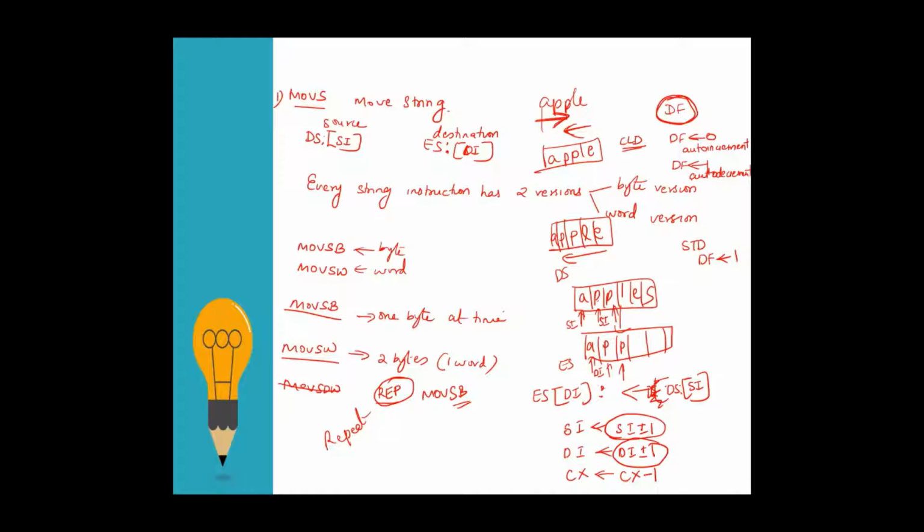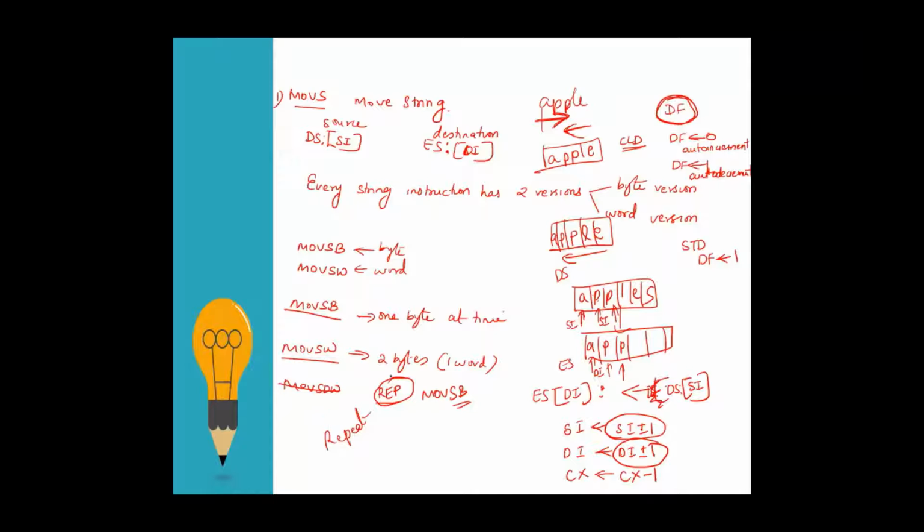Yes, ma'am. So when I use something like REP MOVSB, what am I actually doing? I'm transferring bytes from my data segment to the extra segment, byte by byte. That means SI will get incremented in the process, DI will also get incremented. But whether I'm incrementing or decrementing SI and DI depends upon the direction flag, on in what manner I am processing that string. Is it an auto increment manner or auto decrement manner?